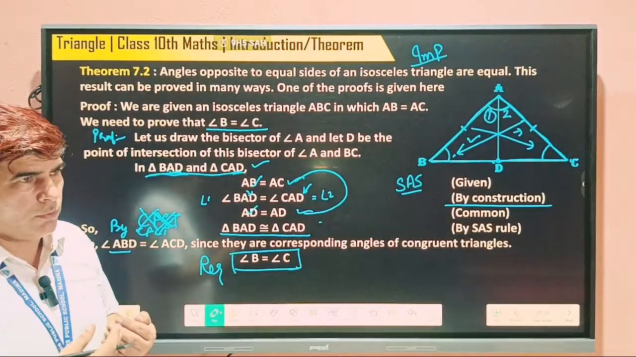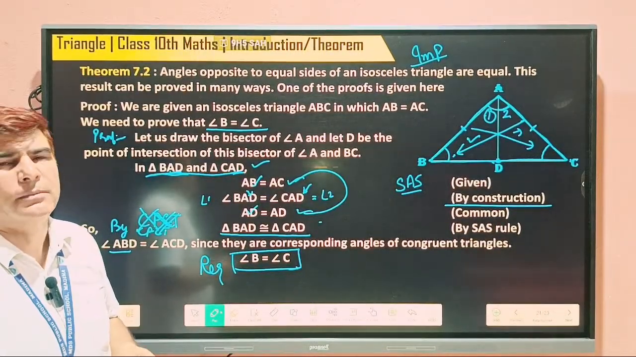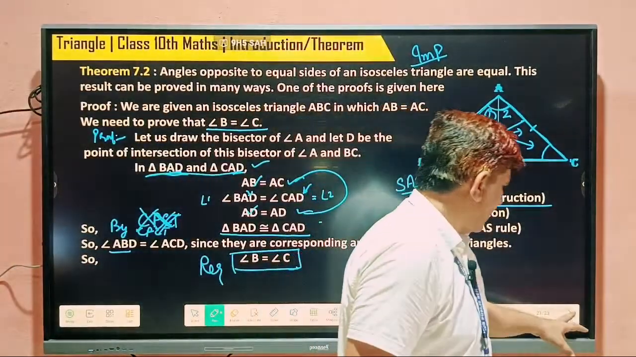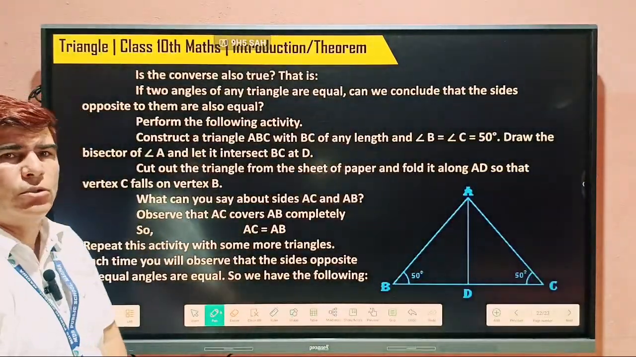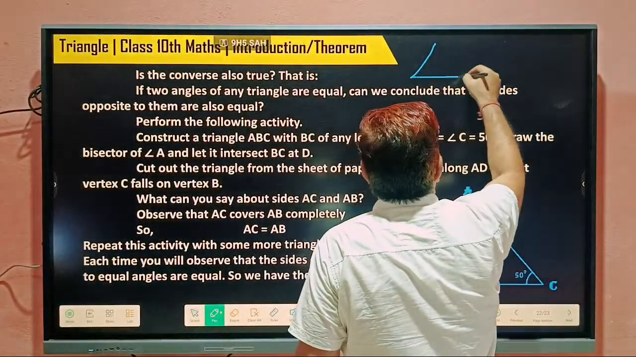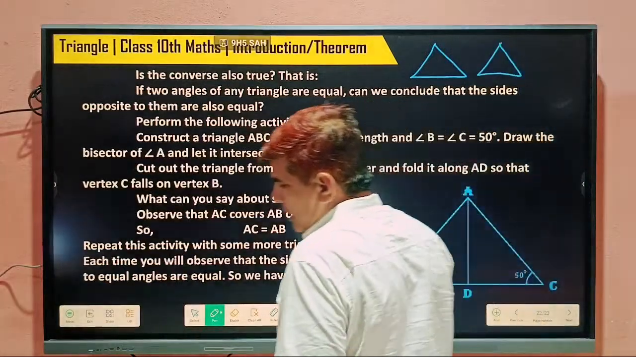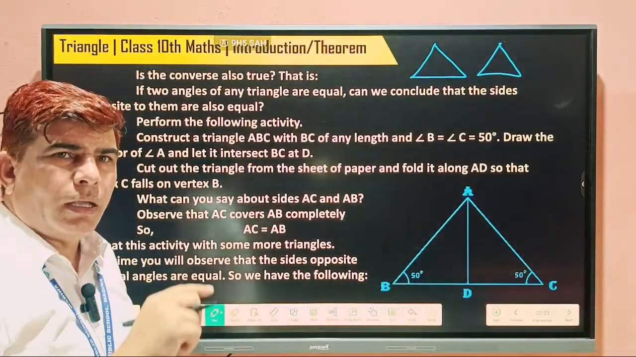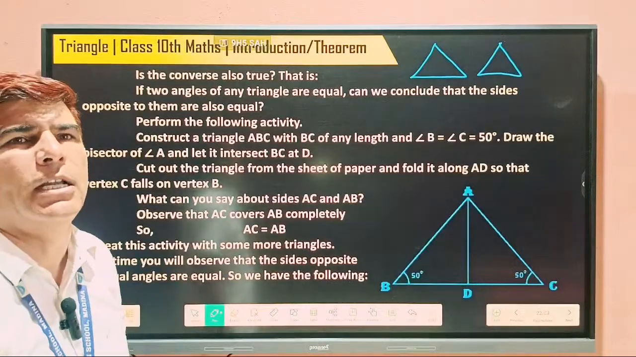So after this we can say angles opposite to the equal sides of an isosceles triangle are equal. Got it? Keep this statement in your mind. Is the converse also true? What am I saying? We are saying here that angles opposite to the equal sides of an isosceles triangle are equal.